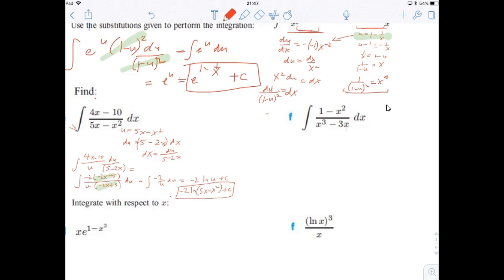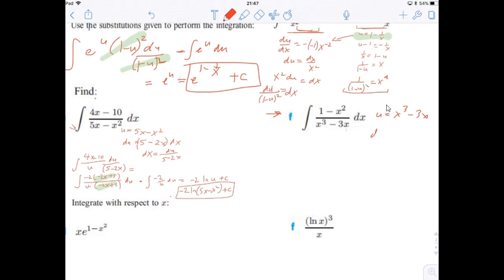Let's do this one. 1 minus x squared on top, x cubed minus 3x on the bottom. Again, do you see how if you take the derivative of the bottom, you get 3x squared minus 3? 3x squared minus 3, wow, that looks a lot like the top one. If you factor out a 3, x squared minus 1 on the bottom, 1 minus x squared on top, they're just multiples of negative 1 of each other. That looks really promising. So let's do a u substitution where u is equal to the bottom.